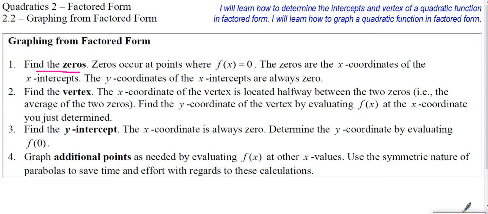We only have 4 steps in here. The first step is to find the zeros. Technically, that's finding the x-intercepts. And then we have finding the vertex.